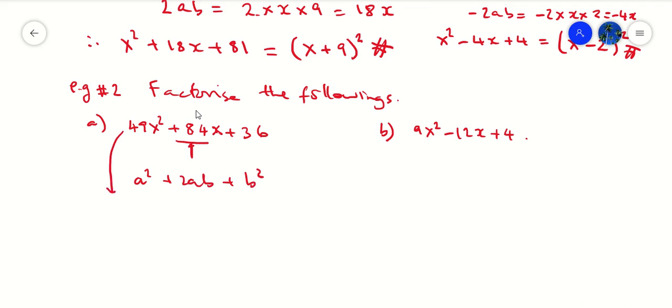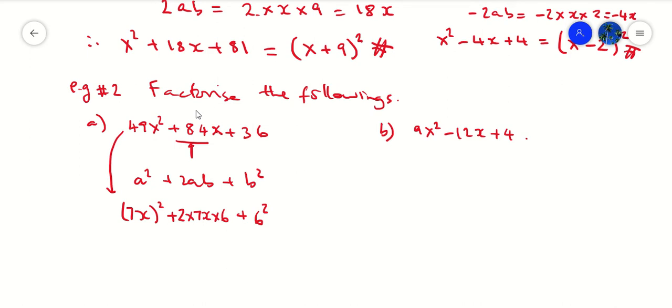How will I do it? 49x squared is the same as 7x whole square plus, I leave the middle term for now, I just want to write the last term. 36 is just 6 square. So can I rewrite 84x into 2 times 7x times 6? Yes, I can. The reason for that, 7 times 6 is 42. 42 times 2 gives me 84x.